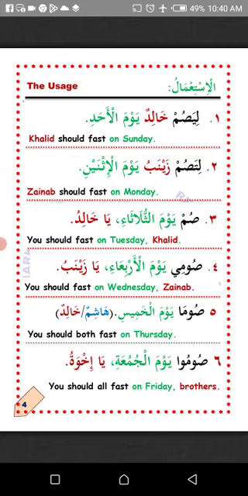Number six. Sumu yawm al-jum'ah, ya ikhwa. You should all fast on Friday, brothers. Commanding a group of male persons to fast. La'alaka fahimt? I hope you understand. MashaAllah.